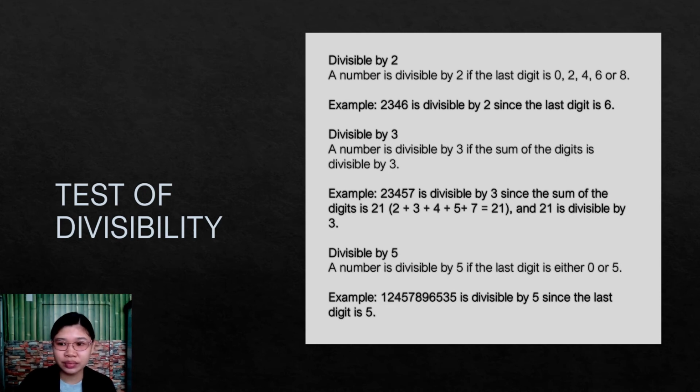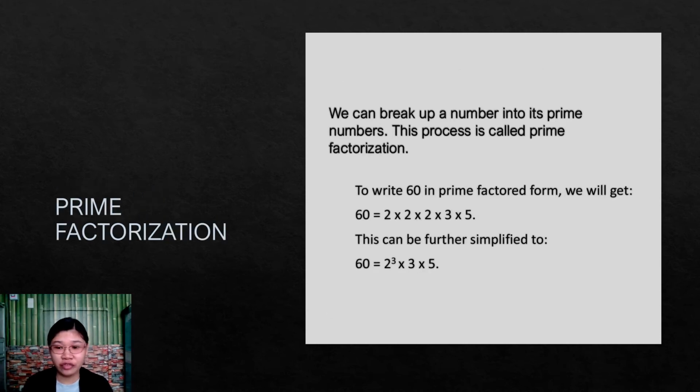So, we have here prime factorization. Prime factoring is to factor and then continue factoring a number until you can no longer reduce the factor into constituent factors any further. So, prime factoring is continuous factoring. Any number can be written as a product of prime numbers in a unique way. So, we can break up a number into its prime numbers. The process is called prime factorization.